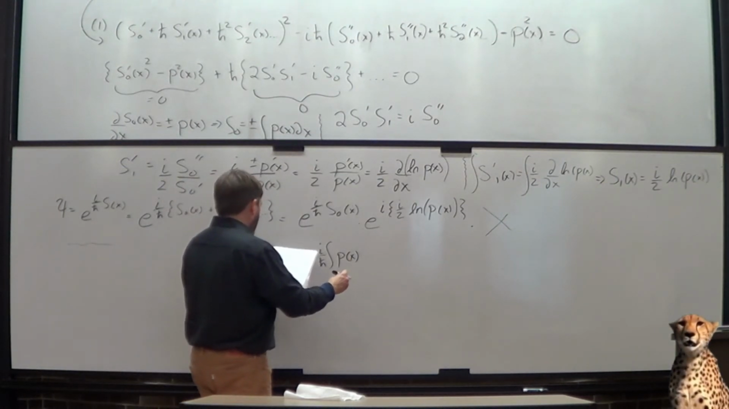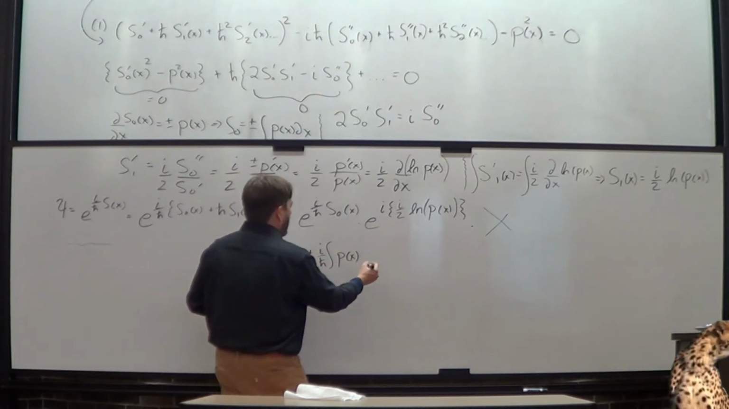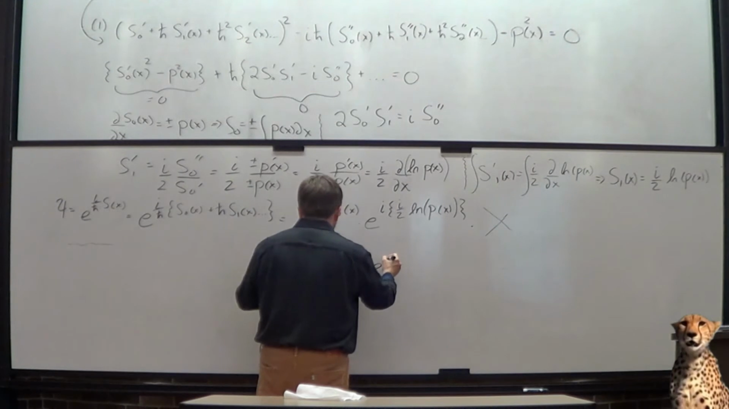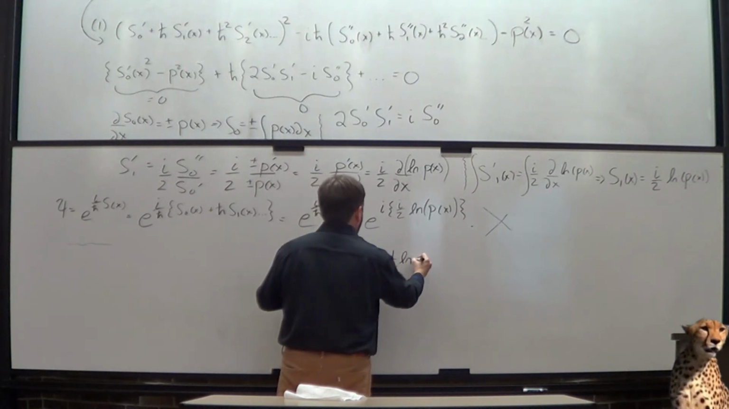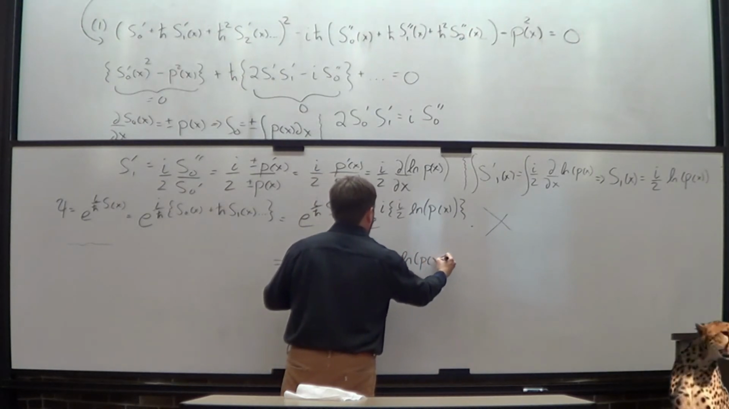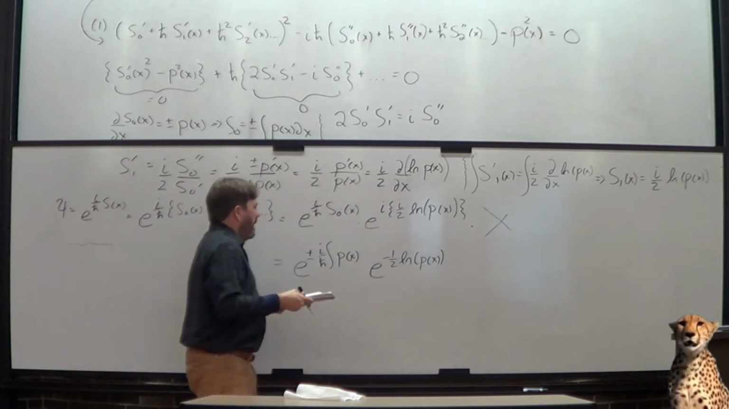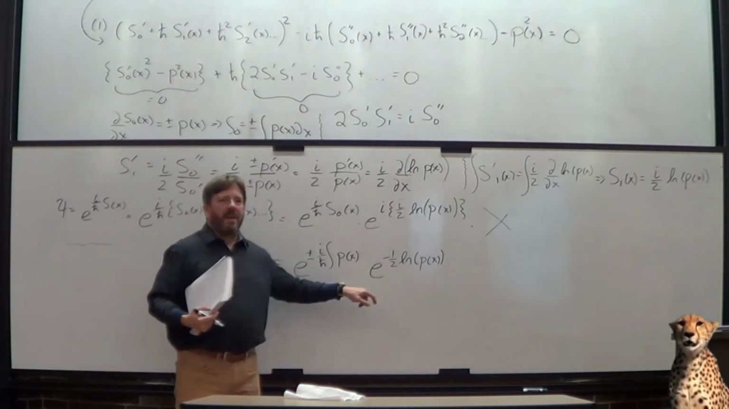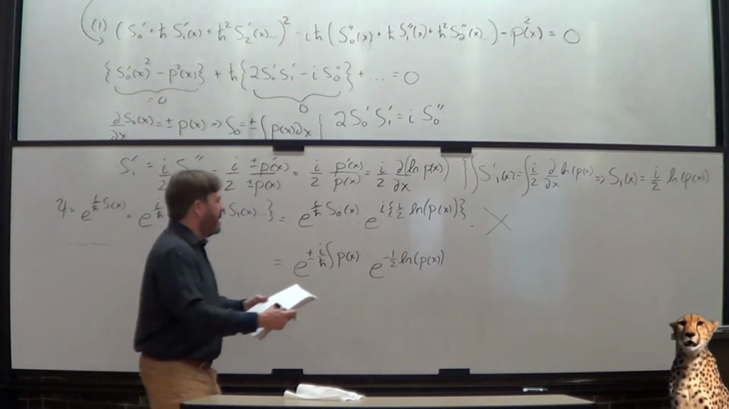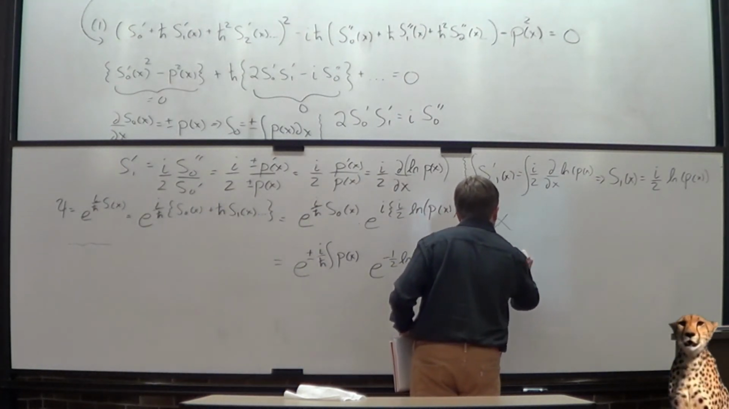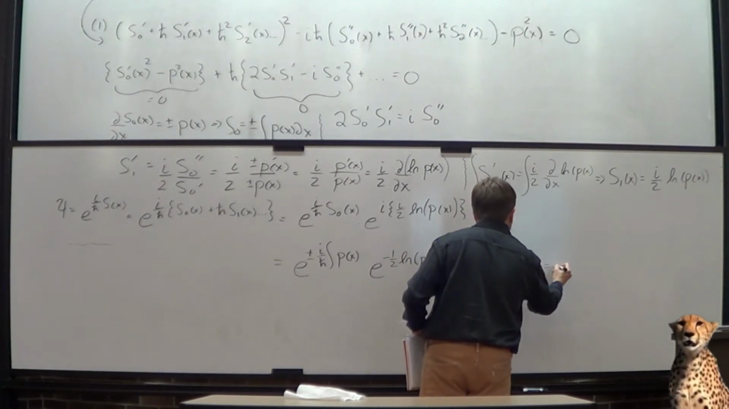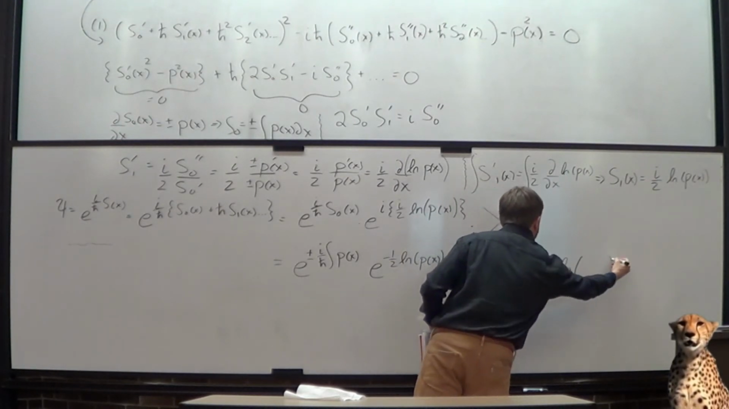Okay. Now the other one is, okay, so I've got a minus half natural log of p of x. Okay, now, can anyone simplify that? Let me do an aside, so these are my asides. Minus 1/2 ln of x is ln of what?